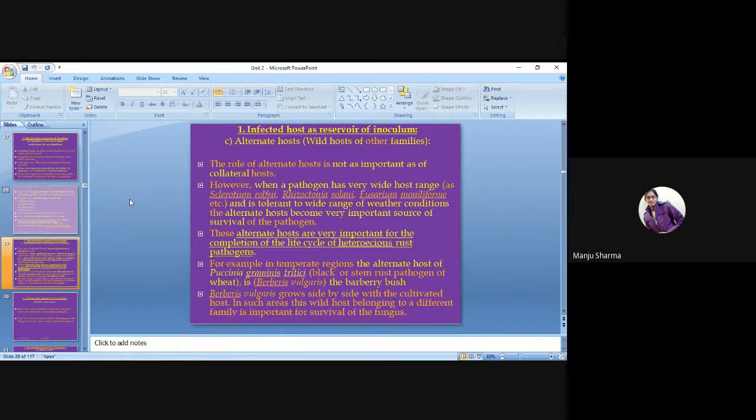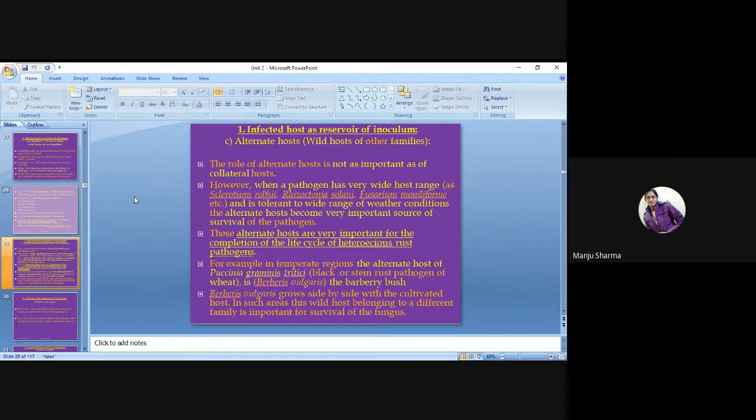However, when a pathogen has a very wide host range, as Sclerotium rolfsii, Rhizoctonia solani, Fusarium moniliforme, and is tolerant to a wide range of weather conditions, the alternate host becomes a very important source of survival of the pathogen. So these alternate hosts are very important for the completion of the life cycle of heteroecious rust pathogen.